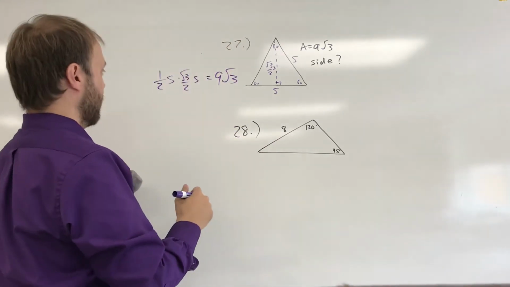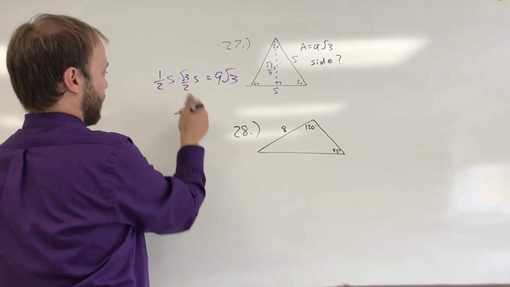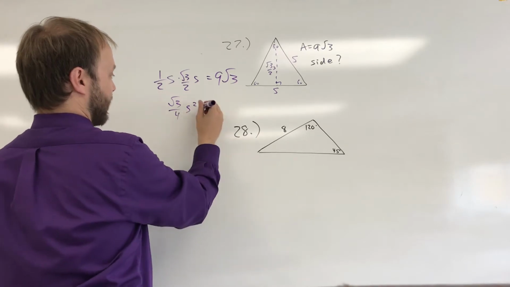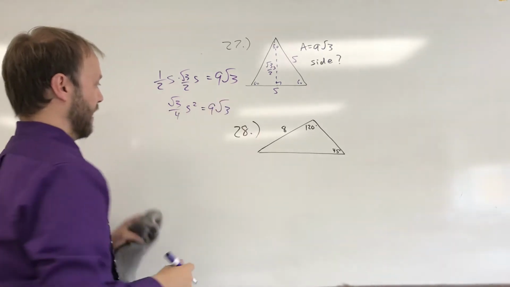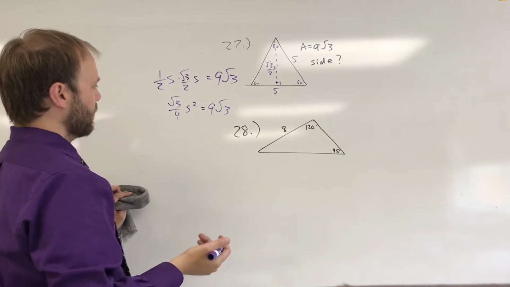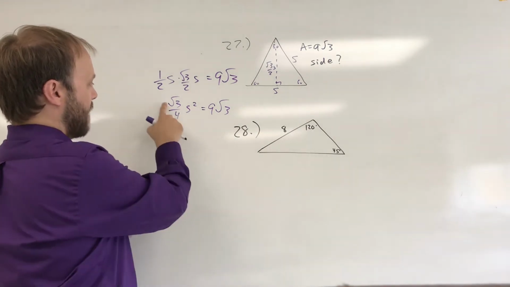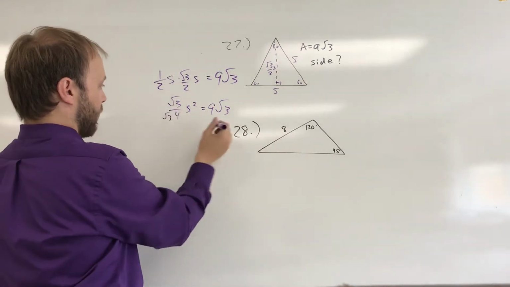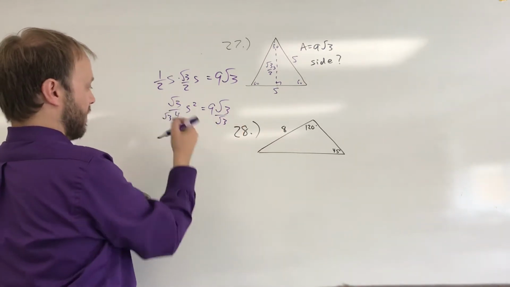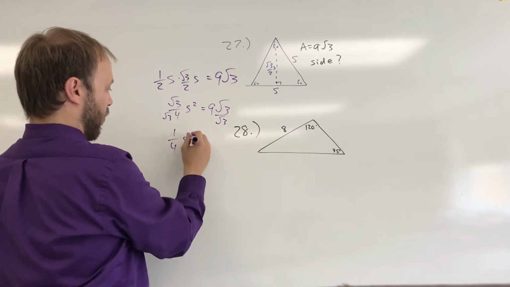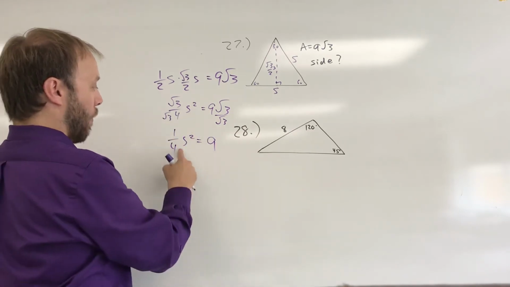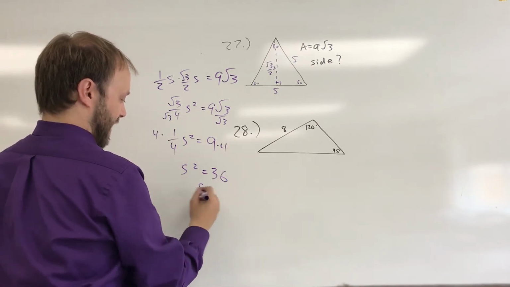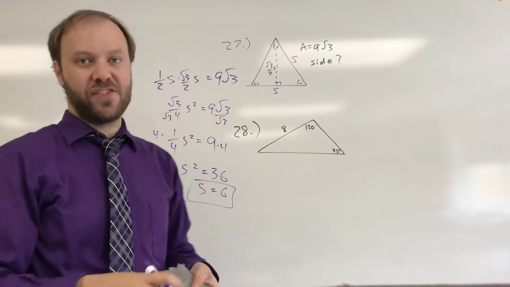So a couple of different things here. I'd probably multiply the 1/2 and the radical 3 together, write it as radical 3 over 4, multiply the s's and get radical 3 over 4 s squared equals 9 radical 3. I would probably divide both sides by radical 3, and that'll knock out the radical 3. Radical 3 divided by radical 3 is 1. So we've got 1/4 s squared is equal to 9. Multiply both sides by 4, you get s squared is equal to 36. And of course that tells us that the side length is going to equal 6.